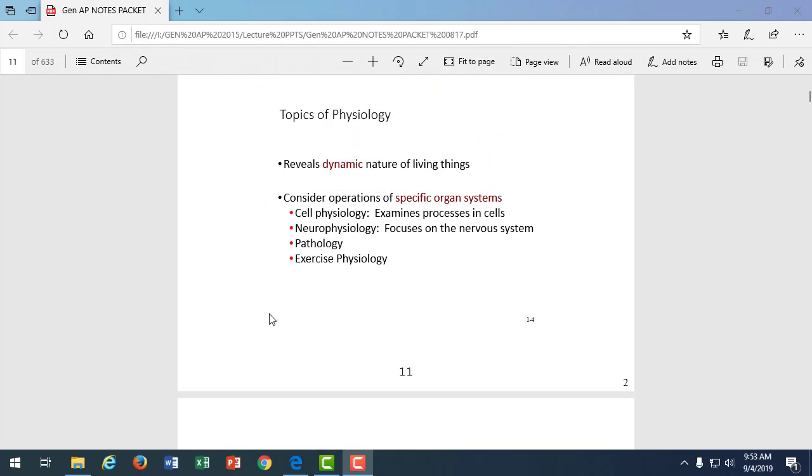So when we look at physiology, again, it's the study of function. So cellular physiology is what cells do. A nerve cell has a different function than a heart cell does, and a skin cell. So all those cells have different functions. Neurophysiology is focusing just on the brain because it's so intricate, so complex, that there are classes just by themselves looking at how nerves and nerve cells function, and neurons. So that's neurophysiology. Pathology is just abnormal function.